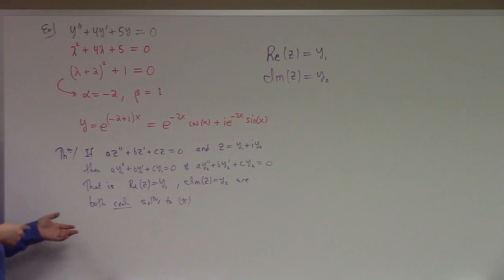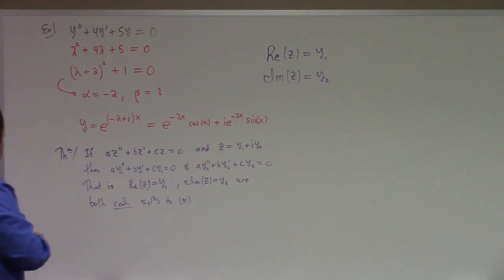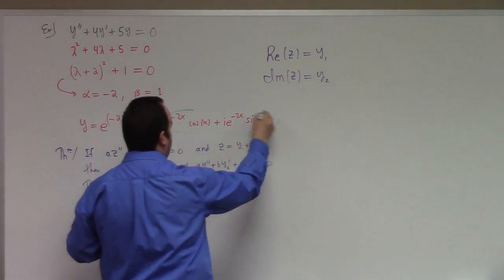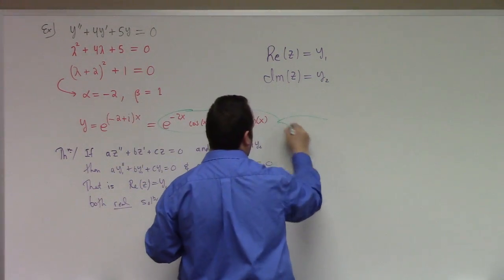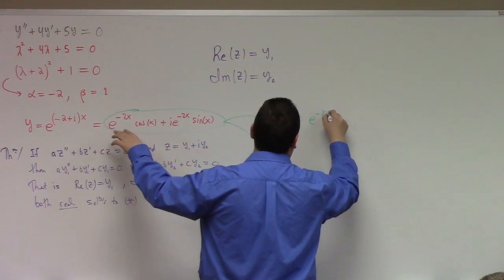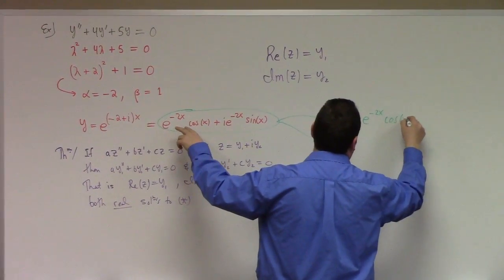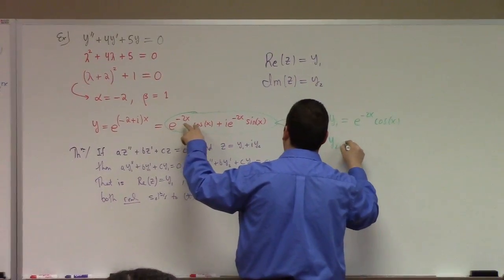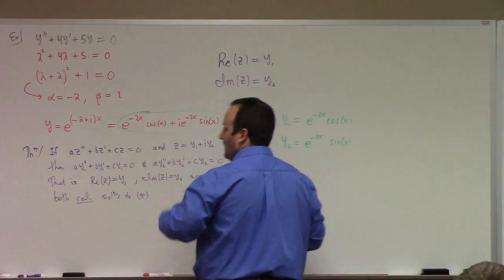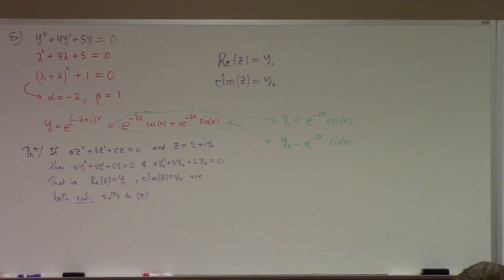I won't subject you to the proof of this. It's just like what I showed you last time for the sum of solutions being a solution, same calculation. It just goes through the definition over there. What I just want you to know is that for this example, what do we get? What are the two real solutions we get from this in view of the theorem? y1 is e to the minus 2x cosine x, right? And y2 is e to the minus 2x sine x. And so that's the end of the story here.